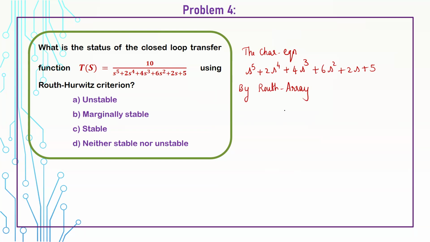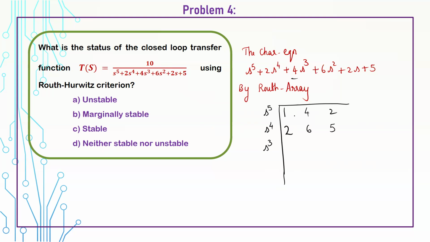Let me write the coefficients first. We have to form the first two rows by writing the alternate coefficients. So in the s power 5 row, the first coefficient is 1, the s power 5 coefficient. Then the next alternate coefficient is 4. The next alternate coefficient is 2, that is the s coefficient. And then in the s power 4 row, the s power 4 coefficient is 2, the alternate coefficient is 6, and the alternate coefficient is 5. So let me form the Routh array.